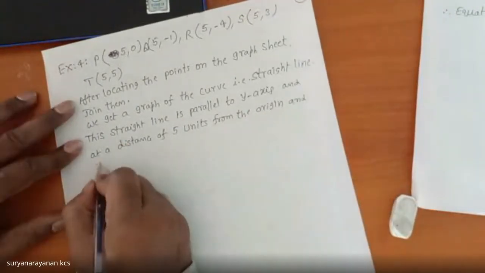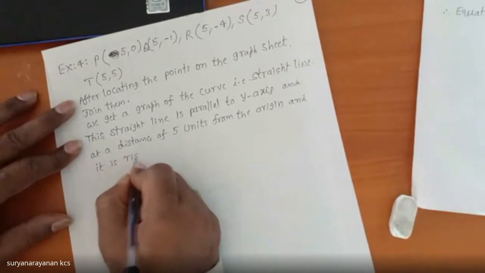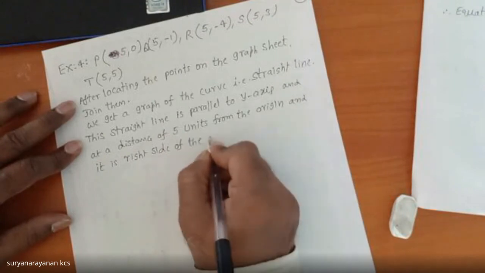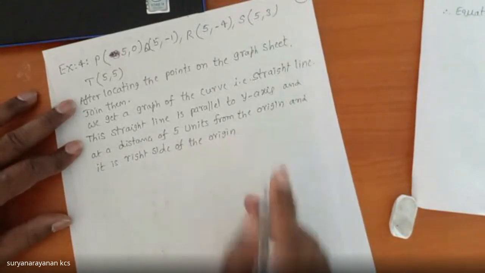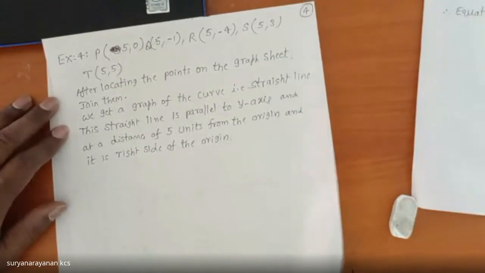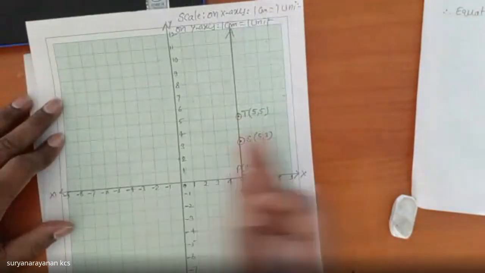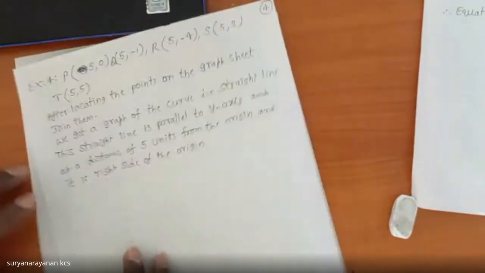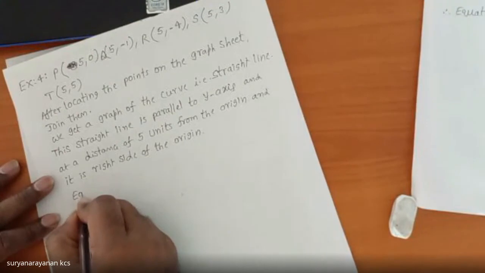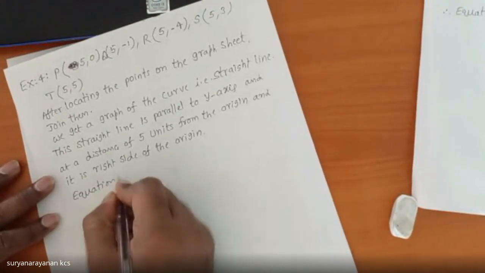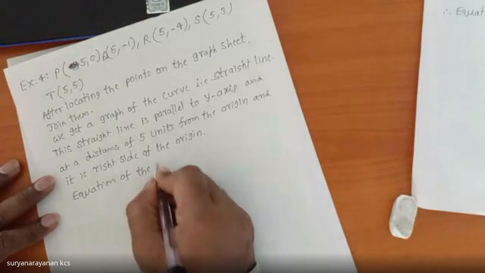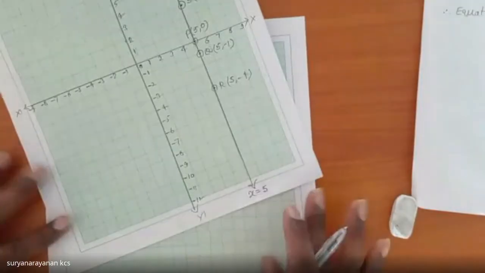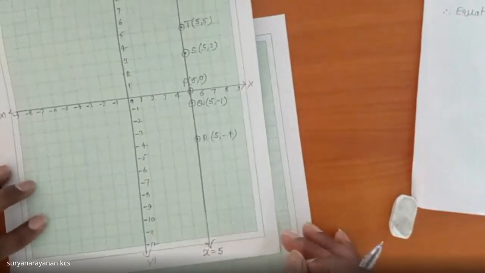And it is on the right side of the origin. This straight line is on the right side of the origin. Okay, my children. And the equation of this line. What is the equation of this line? Can you tell me? By observing this graph, what is the equation of this line?